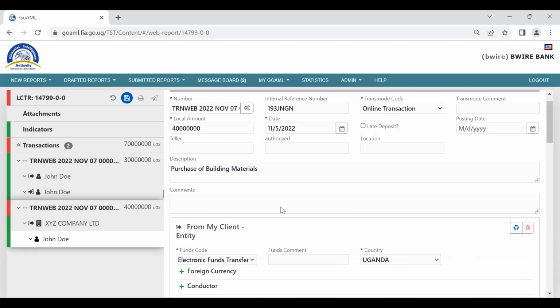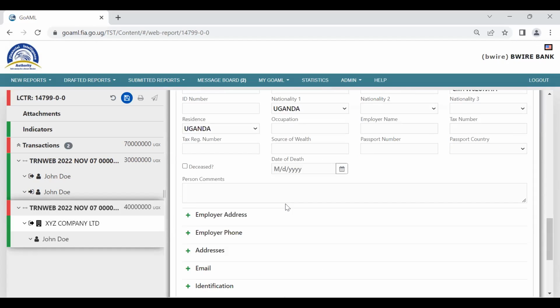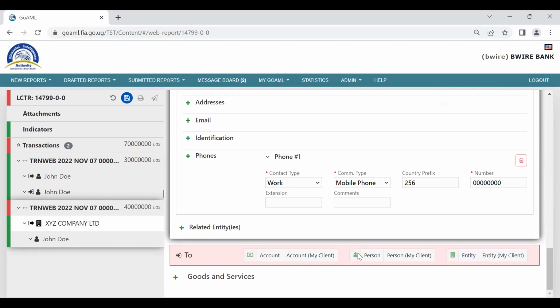Now, from is where the money is coming from. For money remittance, that is the sender. And to is where the money is going to, the destination, the recipient. The recipient is going to be a person, not my client, because this is going to be a person in China receiving the money, so they are not your customer. So we'll just choose person. Any question before I go to person? Because we are now at the tail end of the large cash. Anyone we have left behind?